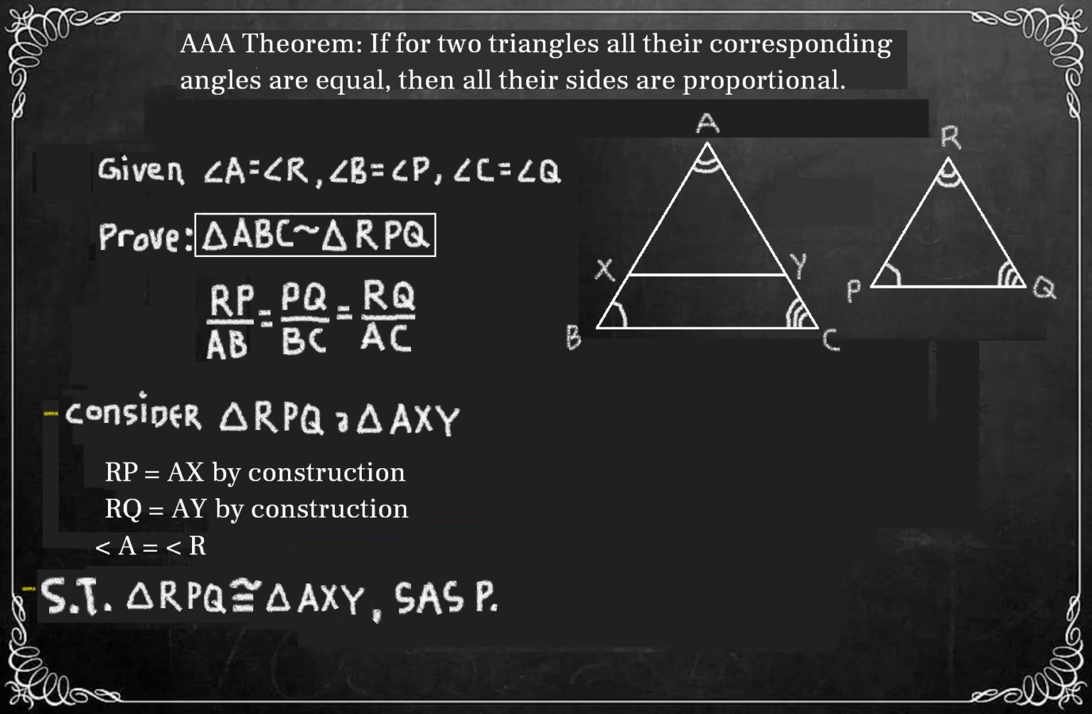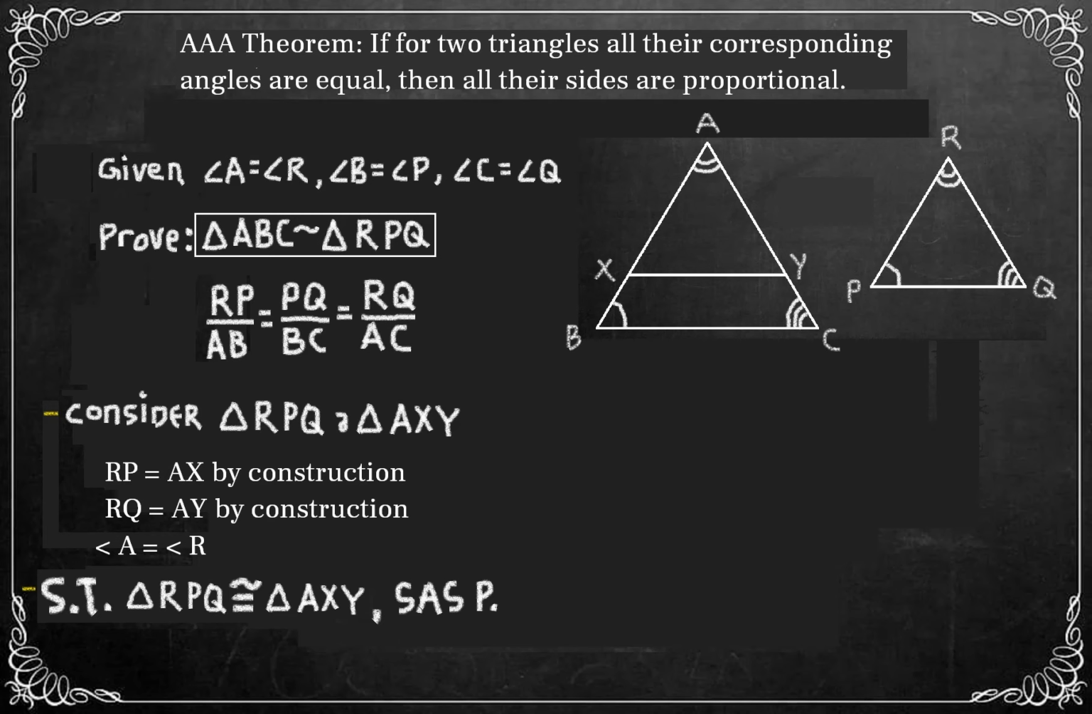Then consider the two triangles RPQ and AXY, where by construction the line RP equals the line AX and the line RQ equals the line AY. Also the angle A equals the angle R, such that triangle RPQ is congruent with triangle AXY by the side-angle-side postulate, which we don't have to prove.